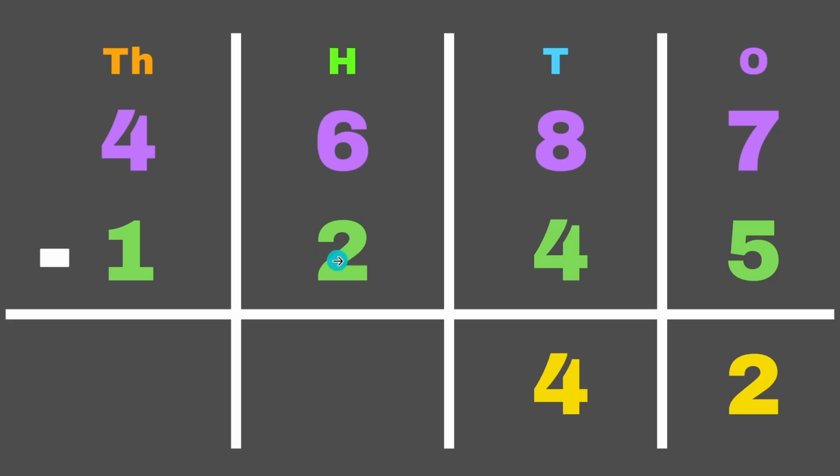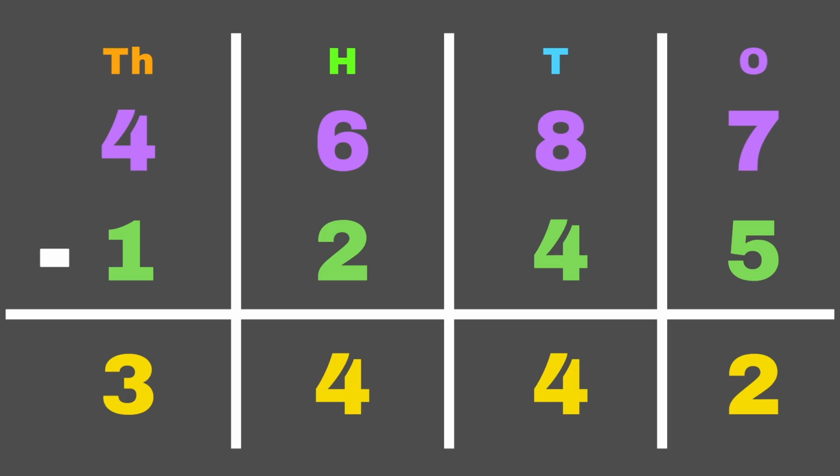In the hundreds place we have 6 minus 2 equals 4. And in the thousands place we have 4 minus 1 equals 3. So the final answer is 3442. Here, each digit on the top was larger than the digit below, so we didn't need any borrowing here.